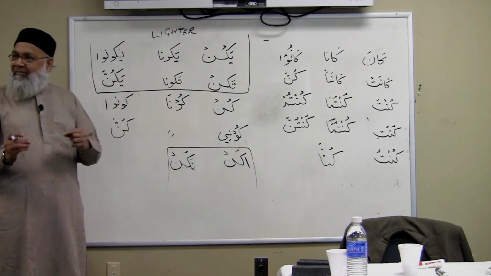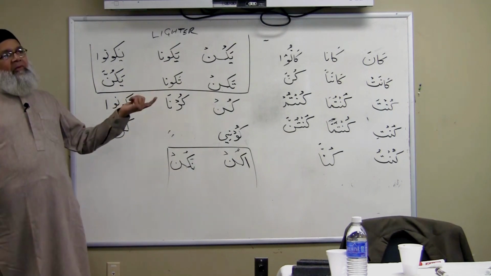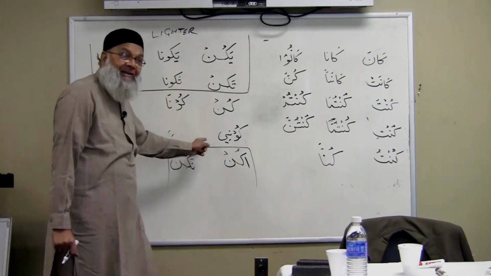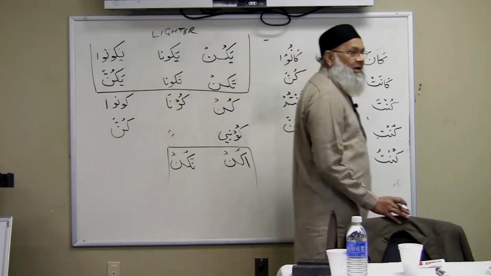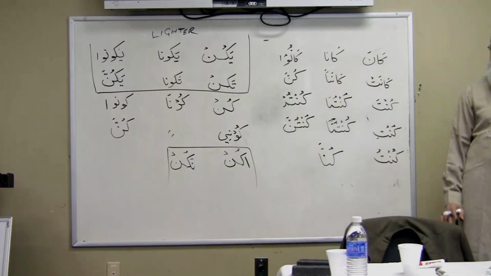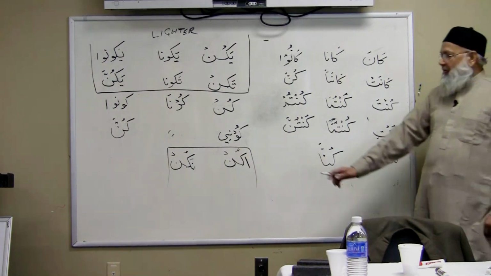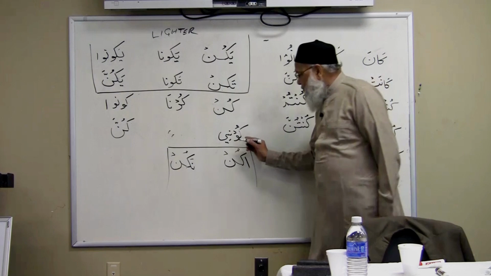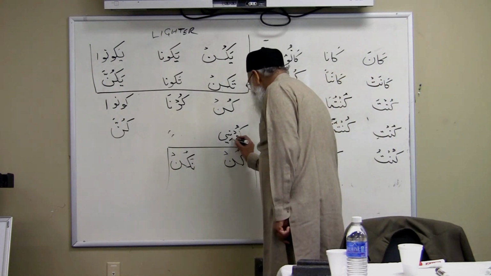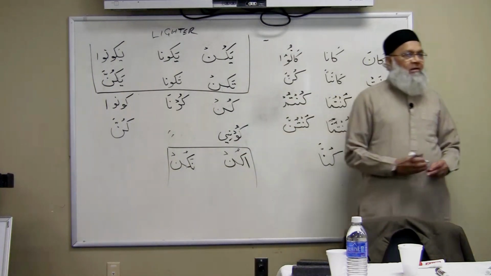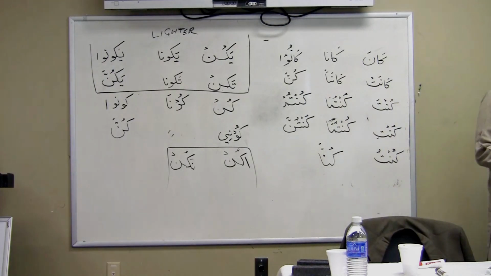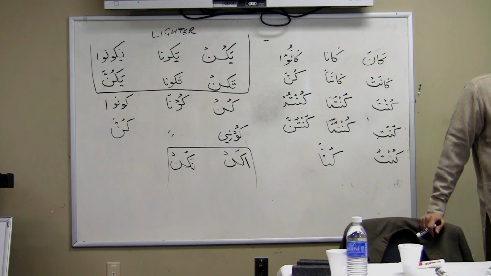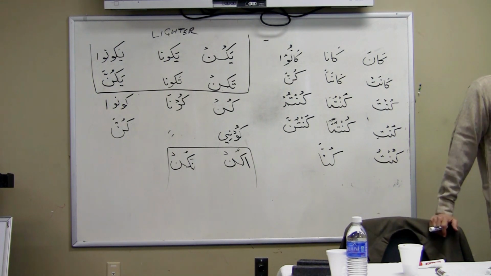You know? Ya ayyuhalladhina amanu ittaqullaha wa kunu ma'as-sadiqin, وَكُونُوا مَعَ الصَّادِقِينَ. Then kuni ya naru kuni bardan wa salaman ala Ibrahim. Because nar, fire in Arabic, is a feminine noun, so the feminine form has been used. Kuni ya naru kuni bardan wa salaman ala Ibrahim. Become cool and comfortable for Ibrahim.